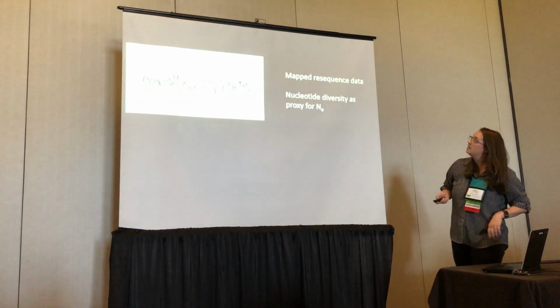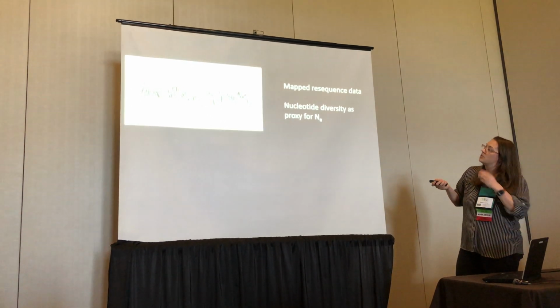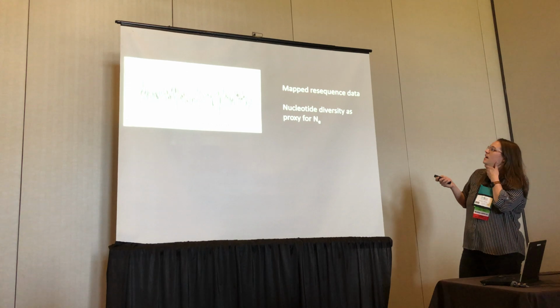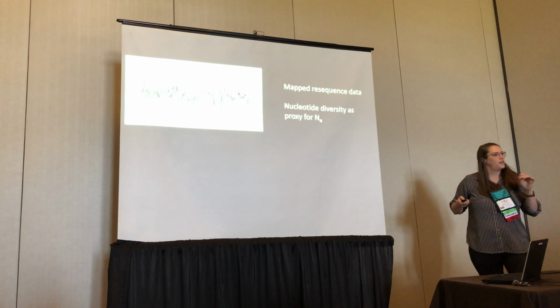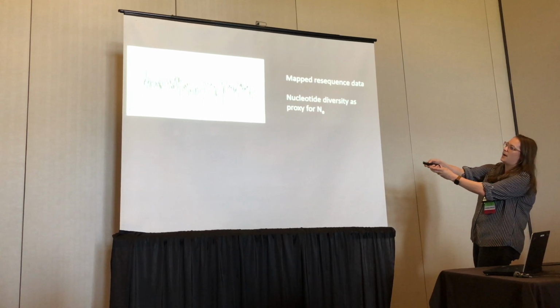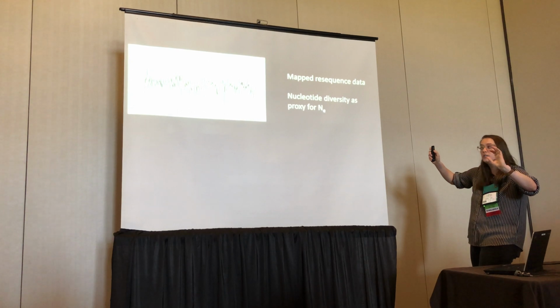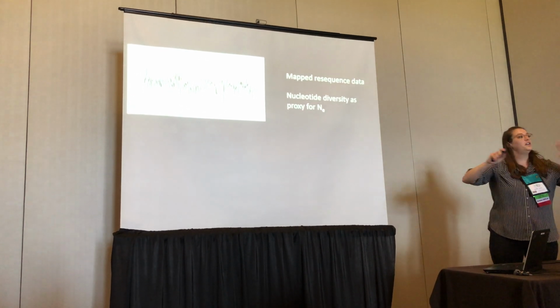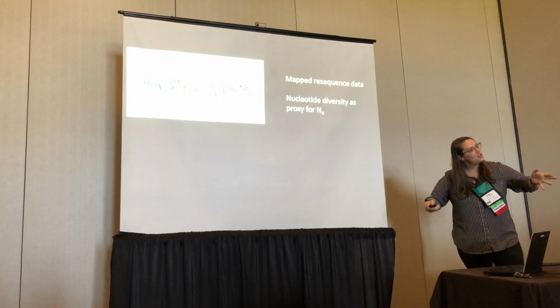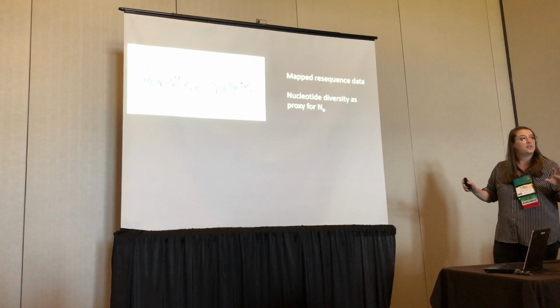Okay, and so what we did was we mapped our resequence data that I mentioned before to our genome, and we used nucleotide diversity here as our proxy for effective population size. You're going to notice that I have the actual absolute values of these sliding window analyses covered. I don't want you to pay attention necessarily to the exact numbers I'm showing. I want you to see the patterns, because they'll be really informative, and you'll see them here in a second.